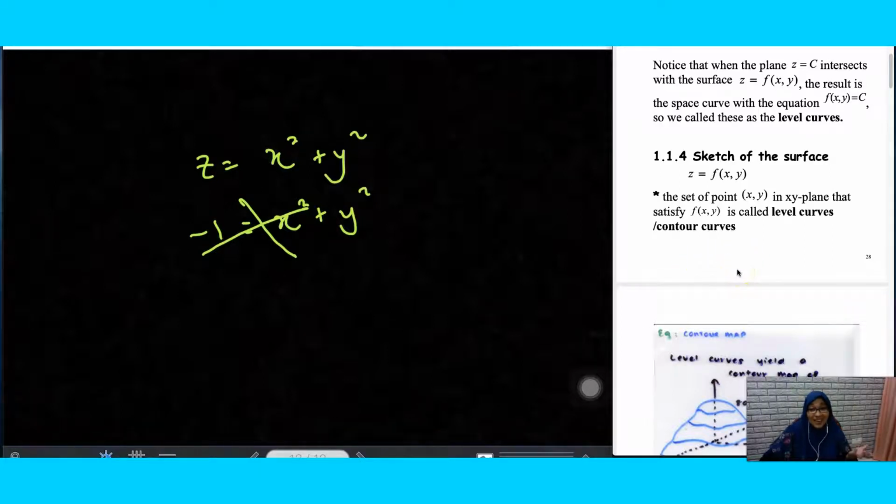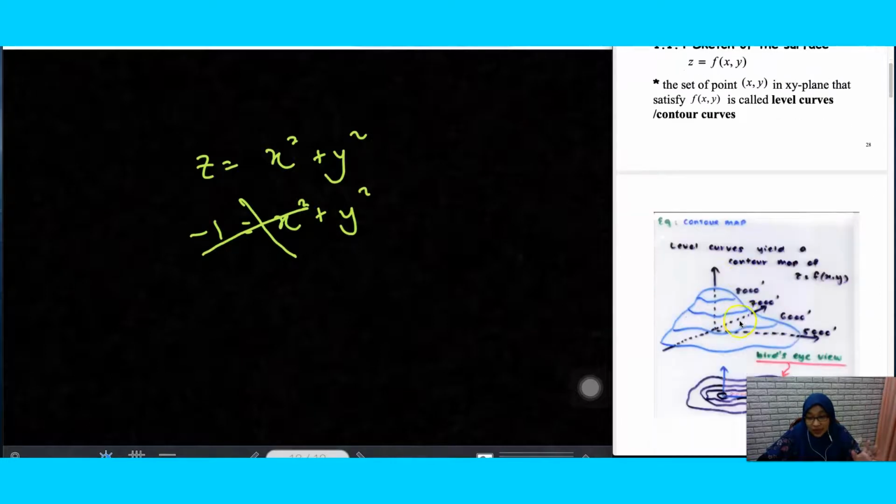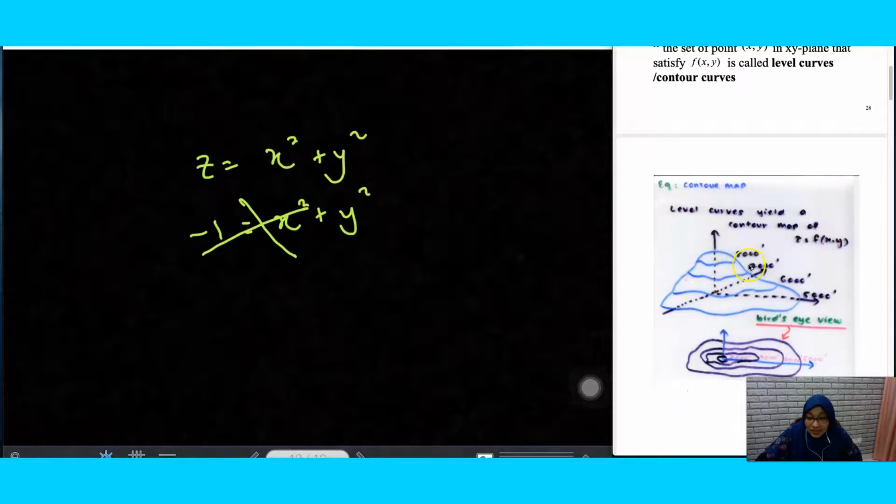So what is actually a level curve? Sometimes when you refer to other books or other references, they use the words contour curves or contour map. It depends on the book that you have. So what is the idea here? Imagine you have a mountain. You have 5,000 feet, 6,000 feet, and at this level 7,000 feet, 8,000 feet, and you have the peak here, right? Imagine this is a function of two variables.